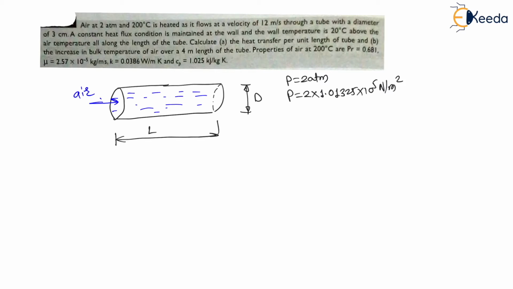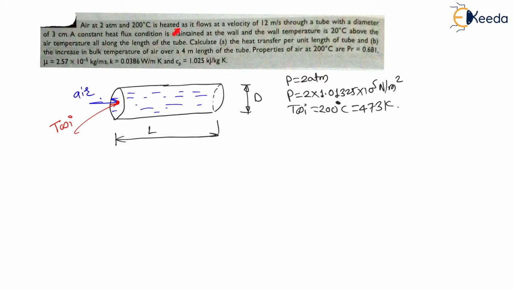This is the pressure. Now again the temperature of air is given as 200 degrees Celsius. Let us say the initial temperature of air at entry, that is inlet temperature of air, is T infinity I, 200 degrees Celsius. In terms of Kelvin, we have to add 273. Therefore it will become 473 Kelvin.